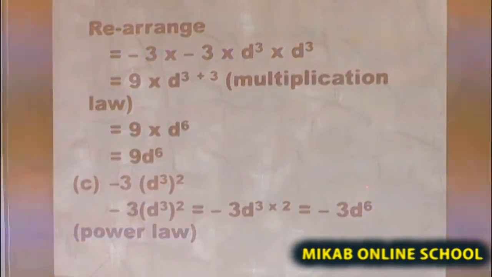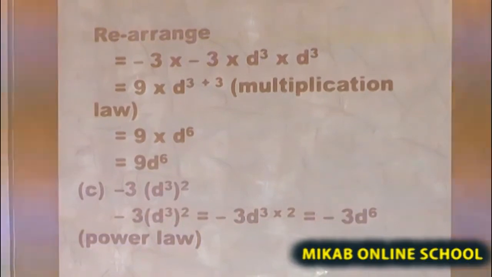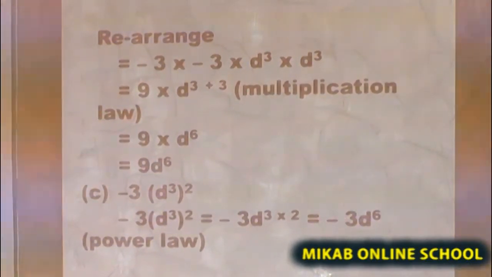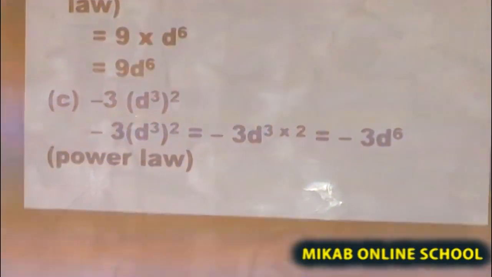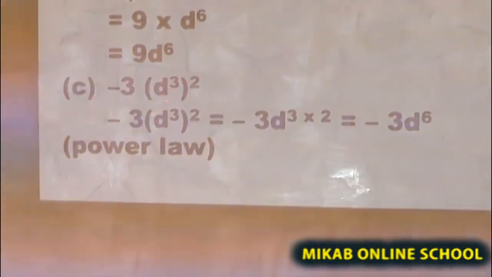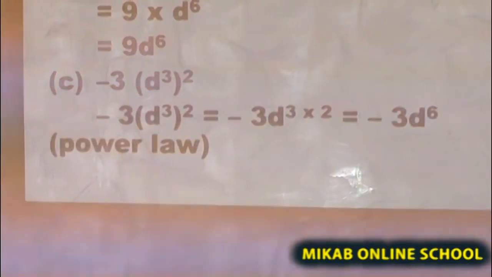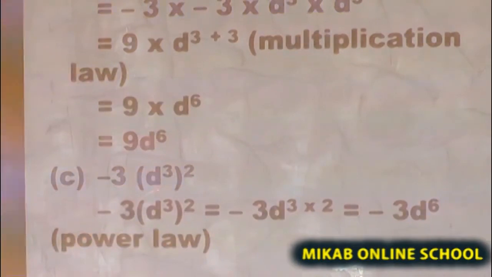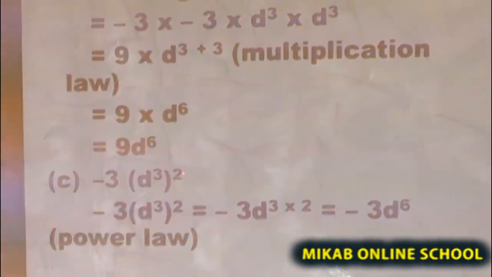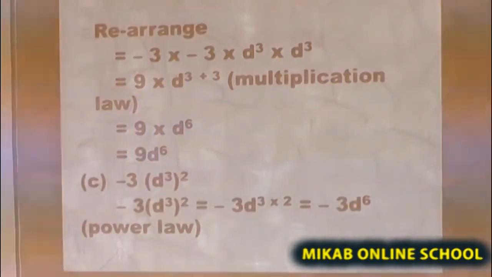The only difference between this result and the previous one we solved is that this -3 is outside the bracket of this question. It has nothing to do with this square at the power of this d raised to the power of 3. But in the previous one we solved, this -3 is within the bracket and is affected by this square.